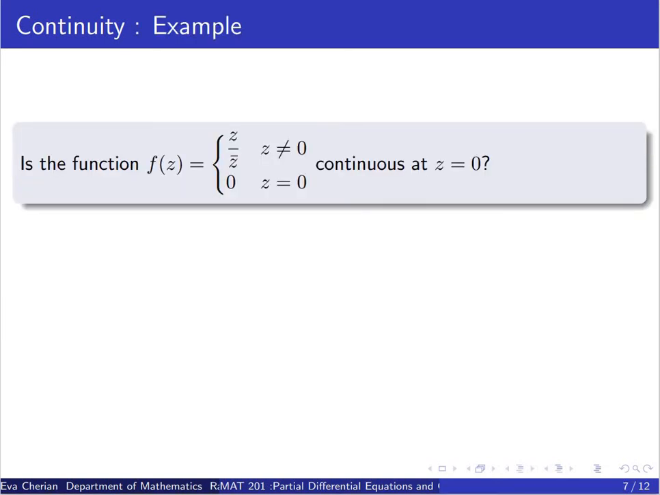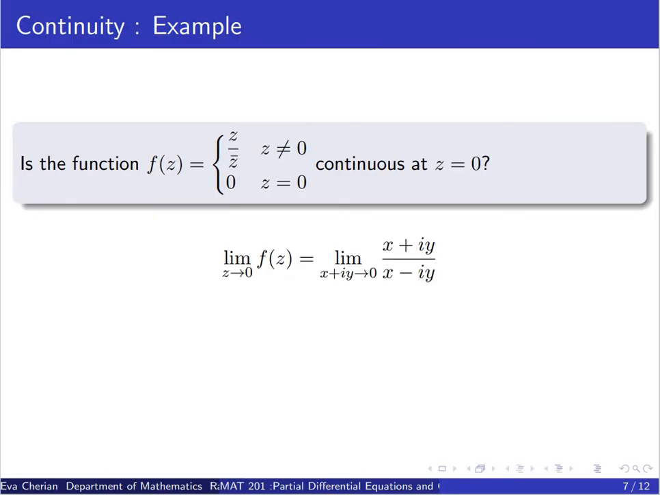Let's look at an example. Is the function f of z defined as z divided by z conjugate when z is not equal to 0 and 0 when z equal to 0, continuous at z equal to 0? So f of 0 is 0. If limit z tends to 0 f of z is also equal to 0, then we can say that f of z is continuous. So let's evaluate that limit.